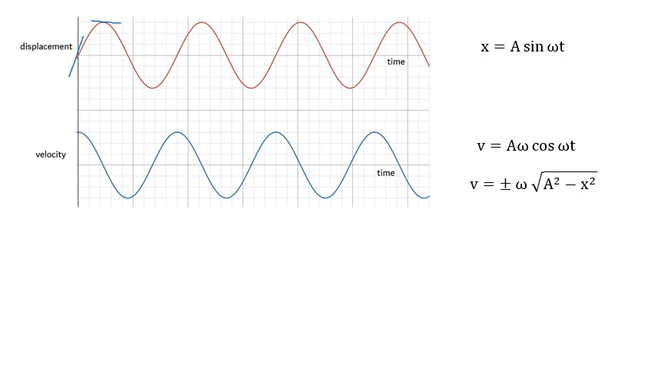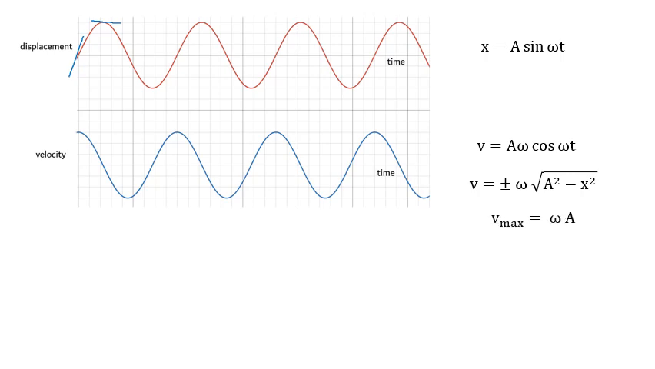This equation, v equals A omega cos omega t. To work out the velocity, you're given a different equation, and it comes from this auxiliary circle thing and a bit of Pythagoras, and I don't like it, but there it is. v is plus or minus omega times the square root of A squared minus x squared. To work out the velocity at a particular displacement, you use that equation, okay?